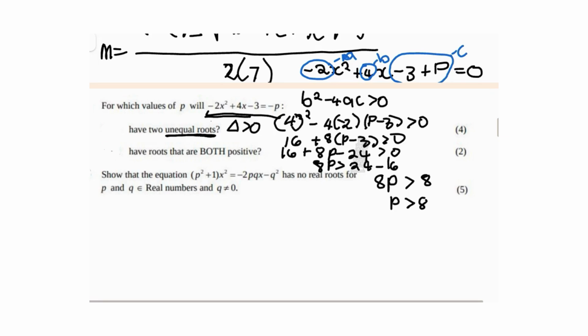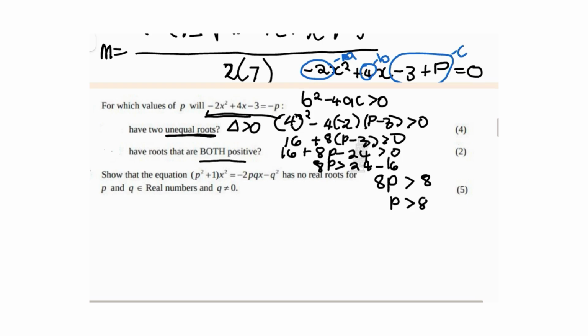Okay, I hope you're still with me. And then the next question, they ask for the value of p in which it will have roots that are both positive. This question is similar to the one that we've done above. If they're both positive, it means they need to be on the positive side of the x-axis.